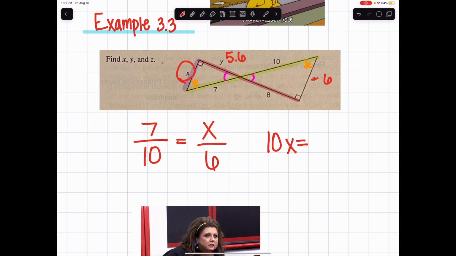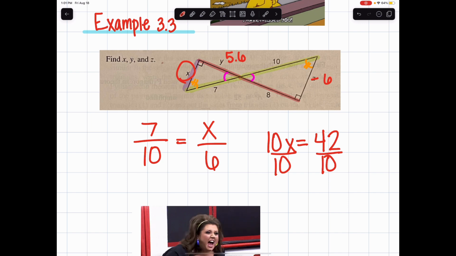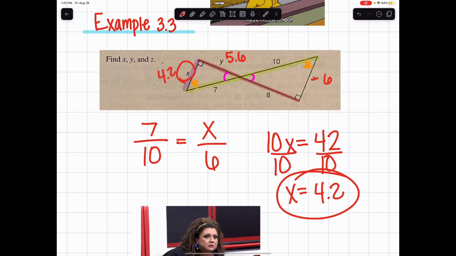10x is equal to 42. Divide both sides by 10. X is equal to 4.2. Bam, we did it. We found x, 4.2. We found y, 5.6. We found z, it's 6.